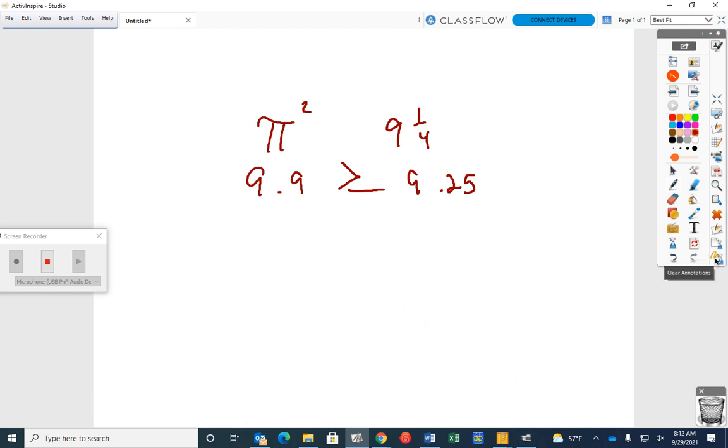Question, Jackson. Basically, on these ones, you're comparing them. You're deciding which one is larger, greater than or equal to, or we're simplifying them. Yes, you have to get them into the same form. Like this one, we turned both to decimals. Yes, Levi. How did we get 9.9? All we did was replace pi with 3.14, so 3.14 squared. Does that make sense? Okay. All right, let's try another one.